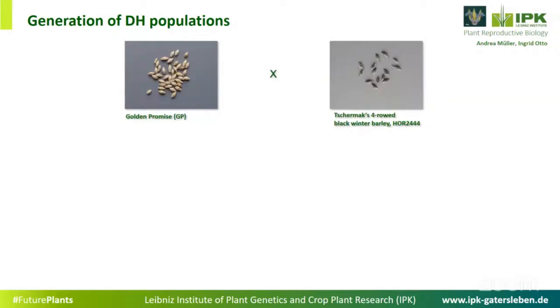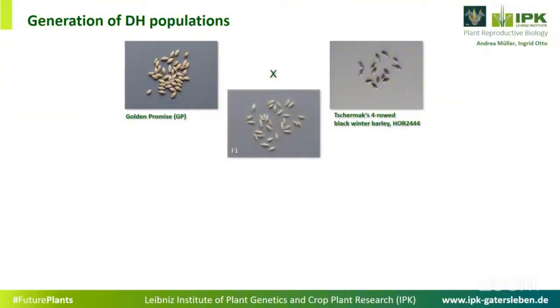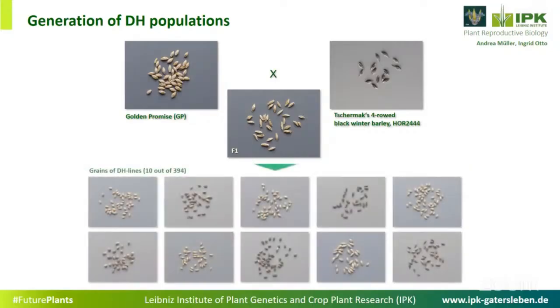Here we have crossed 2 different barleys. One has these light grains and one has these black grains. And the F1 grains look like this. But when you now grow plants from these F1 grains and use these immature pollen to produce populations of double haploids, you get this. And I was really amazed to see this for the first time in practice.